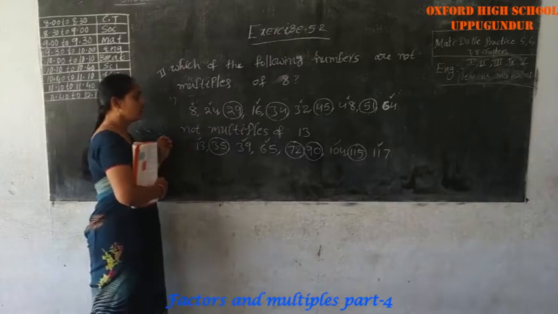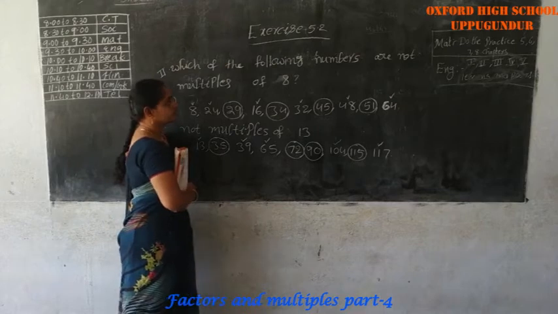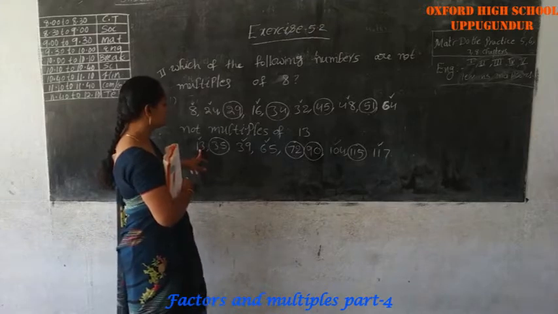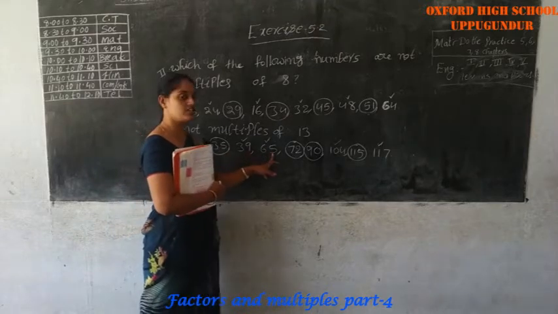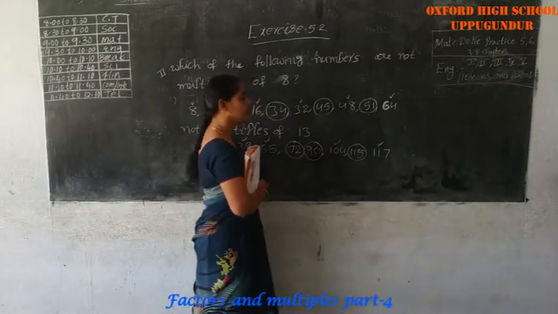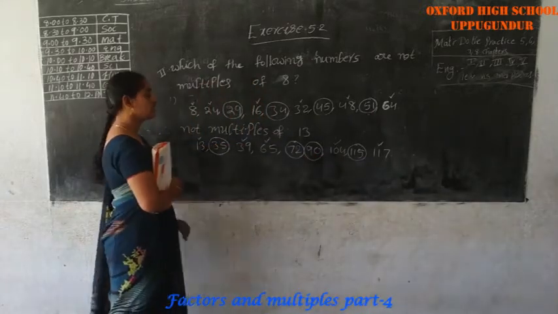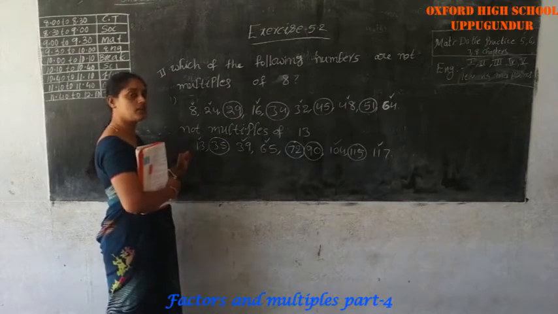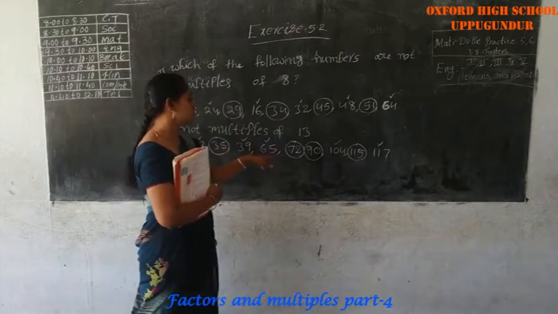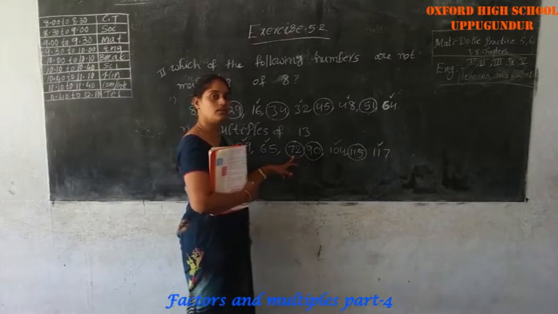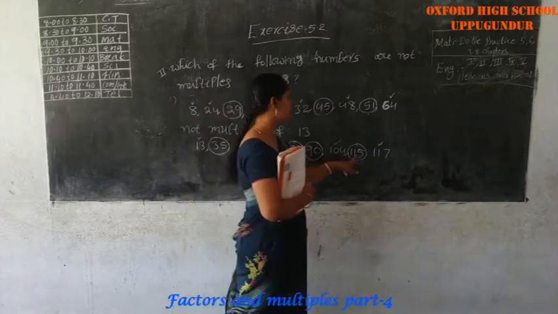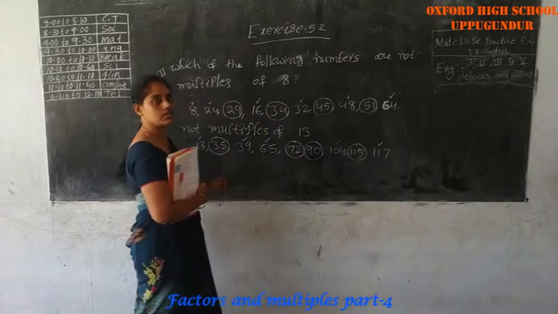See, 13 factors, multiples. 13 threes are 39, 13 fives are 65, 13 eights are 104, 13 nines are 117. These are possible values. Next, not possible values. 13 table not possible values: 35 is not possible in the 13 table. Next, 72 is not there. Next, 90 is also not there. 115 is also not there in the 13 table.